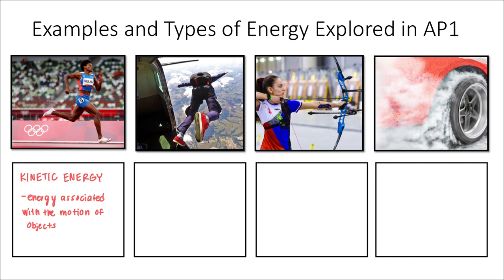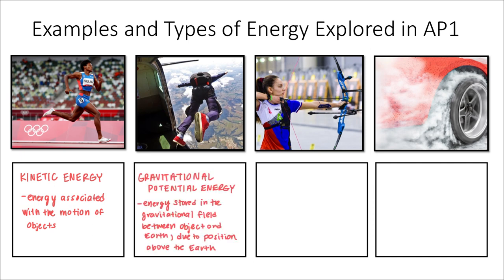The second form of energy that we will discuss in this class is gravitational potential energy, the energy stored in the gravitational field between an object and the Earth that it possesses due to its height above the Earth. So for example, this is the kind of energy that someone jumping out of an airplane skydiving would have. And as they fall to the ground, that energy would take different forms, and that's what we'll discuss in a little bit, about how energy of one form can become energy of another form.